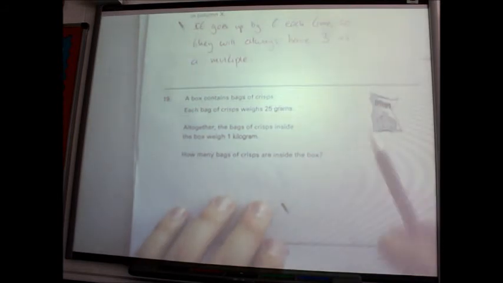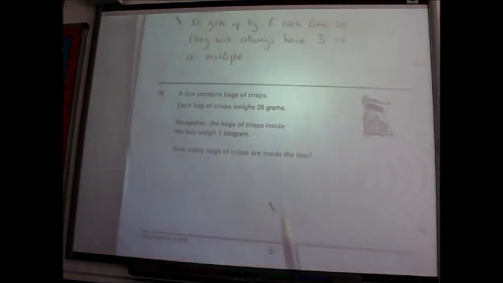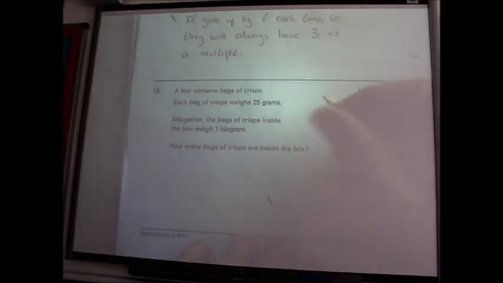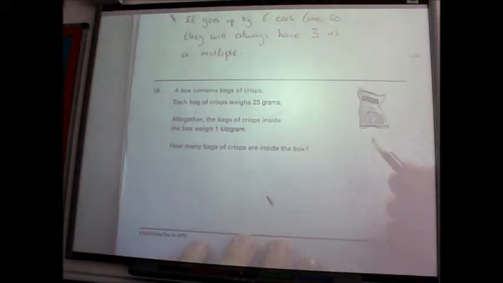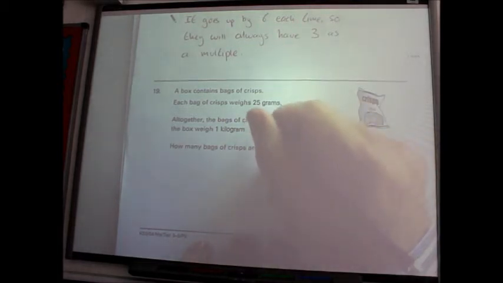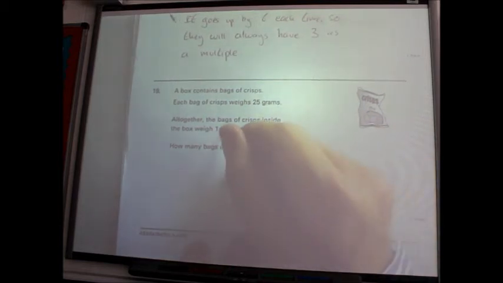Question 19. A box contains bags of crisps. Each bag of crisps weighs 25 grams. Altogether, the bags of crisps inside the box weigh 1 kilogram. How many bags of crisps are inside the box? You could do this a really slow way and keep adding up 25, add 25, add 25 until you got to 1 kilogram or 1,000 grams. The word kilo means 1,000.